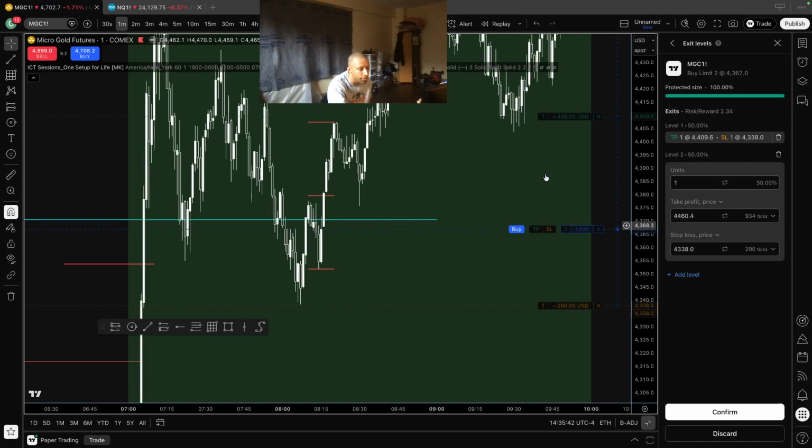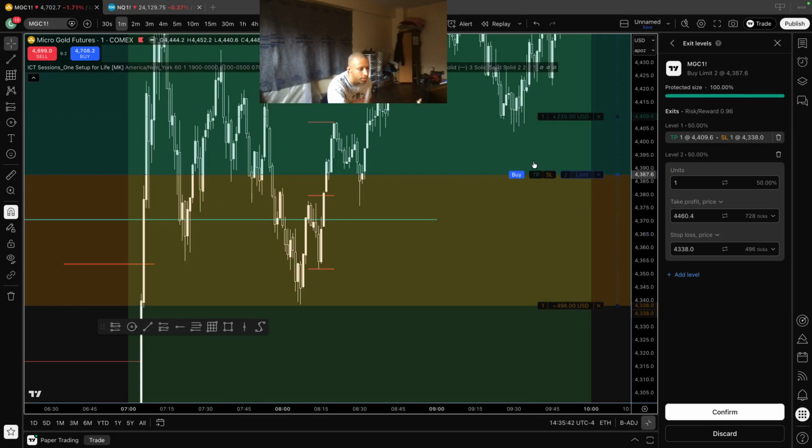And let's say we took the second entry because it was a little bit cleaner of a 5-minute microstructure shift. Let's say we got the worst entry too.